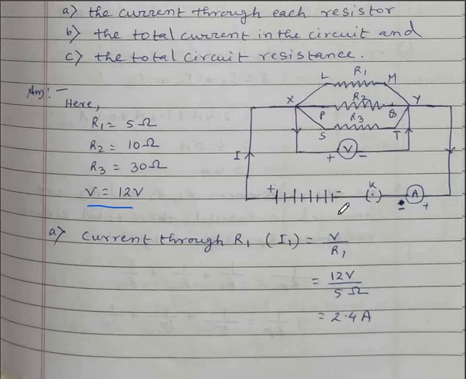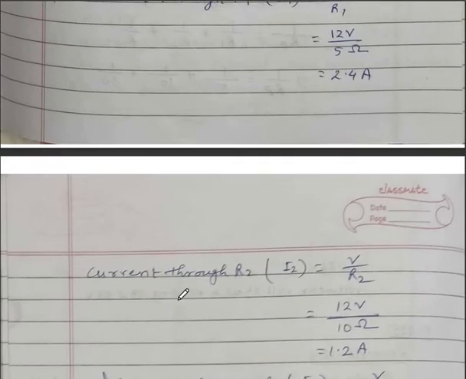In the same way you can calculate the current through R2 and the current through R3. So the current through R2 you can mark by I2. I2 is equal to V by R2, the formula according to Ohm's law, I is equal to V by R. So V is 12 volt, R2 is 10 ohm. Instead of cancellation, make it decimal directly, 1.2 ampere.